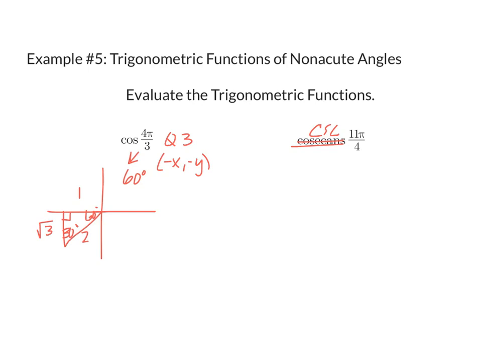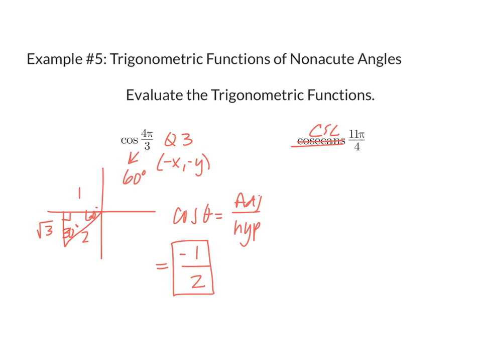Okay, so if we know that, then we can go ahead and apply that cosine theta is always adjacent over hypotenuse. So for us, the adjacent side to the 60-degree angle is 1. The hypotenuse is 2. And then because this is in quadrant 3, cosine is negative. So negative 1/2 is our answer.